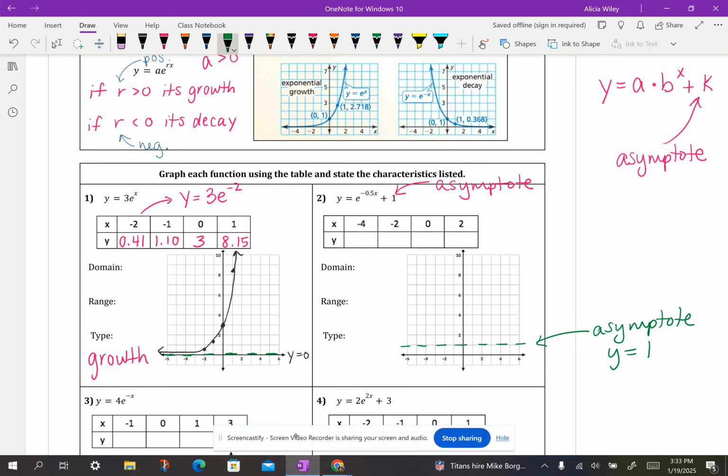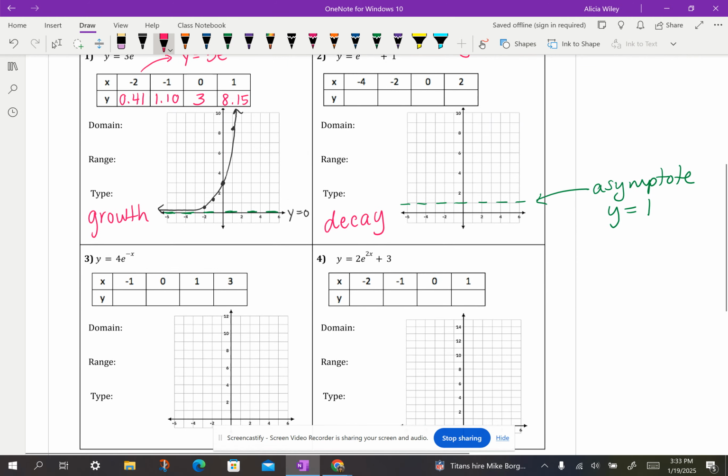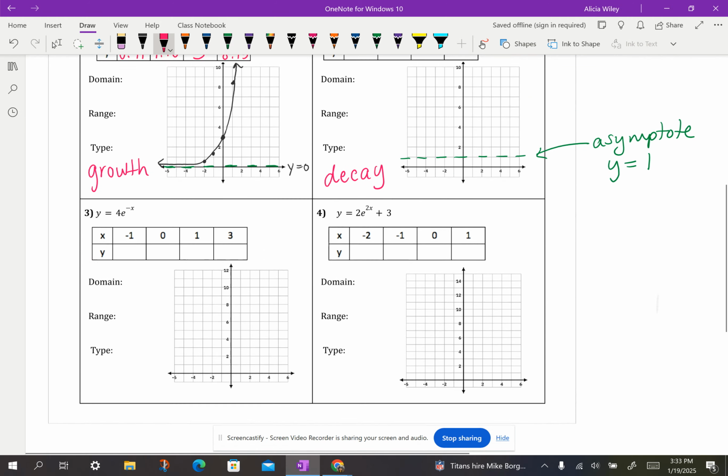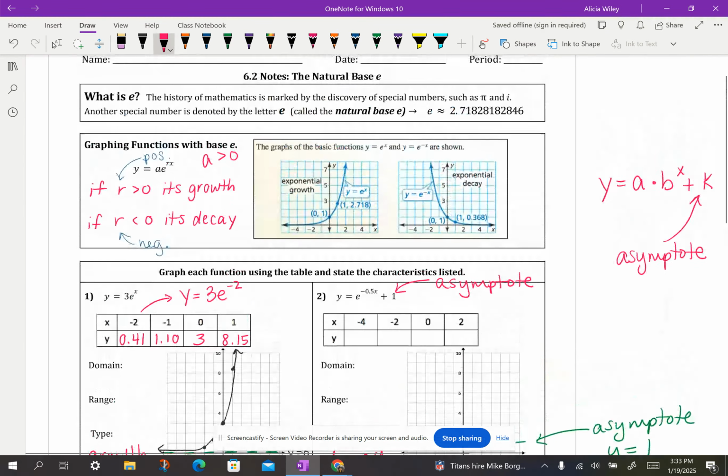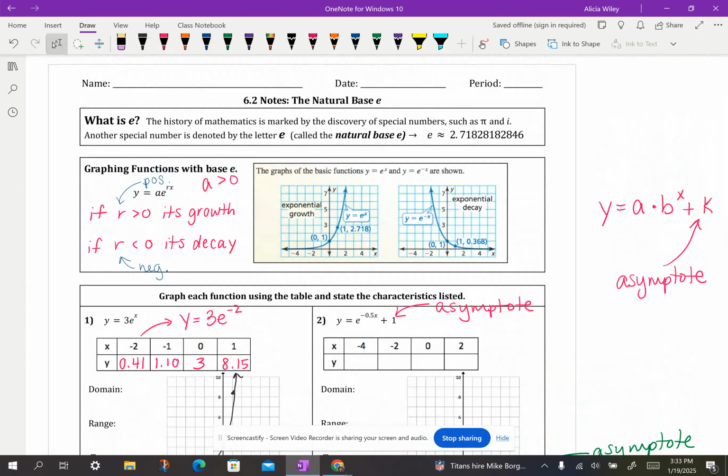It's getting bigger. This one, the r value is negative, so the type on this one is going to be decay. Again, you can answer that right away, or you can see what happens with these values as you go left to right. They should be getting smaller, and your graph should start up here and go down. Remember, it should not cross the asymptote, and it should not touch the asymptote. So you can take some time and practice the rest of these on your own and make sure you understand how to do them and ask questions as needed.